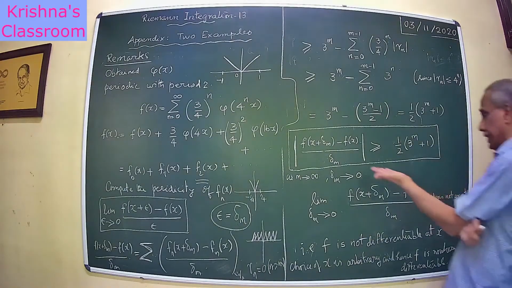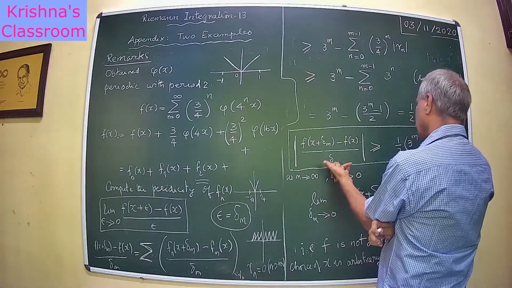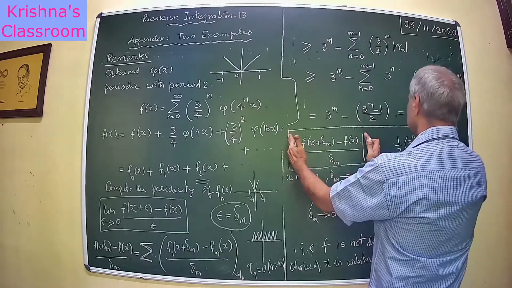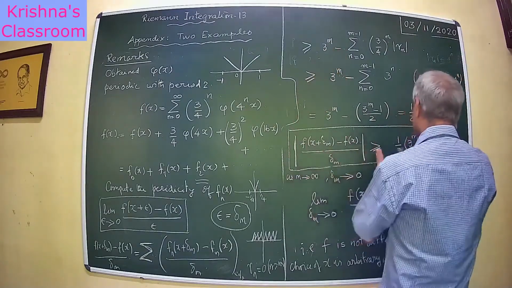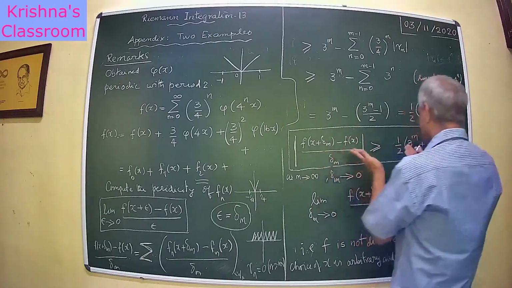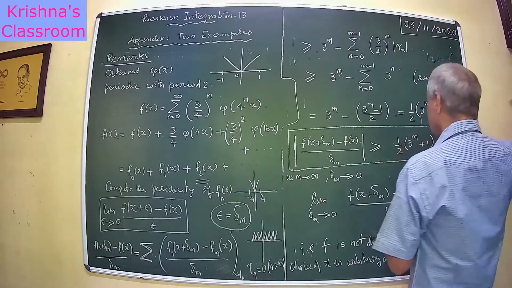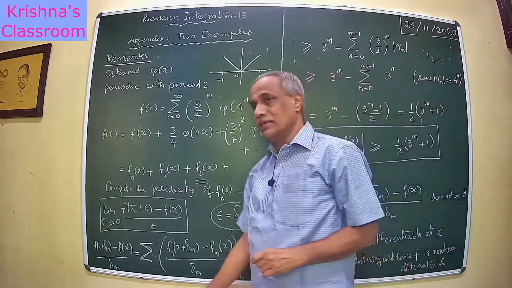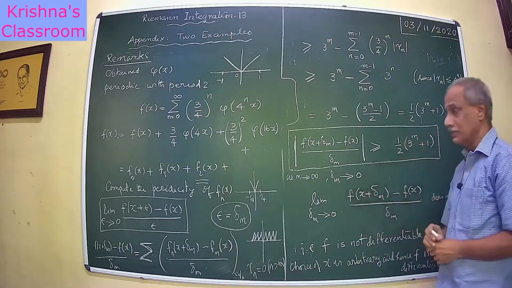And what happens when delta tends to 0, corresponding to m going to infinity? You see that this term will become bigger and bigger as delta goes to 0, because its absolute value is bounded below by half of 3 to the power m minus 1. As m tends to infinity, this will grow. So this will always stay on the other side. Therefore, eventually this does not tend to a limit. That's how you prove it.